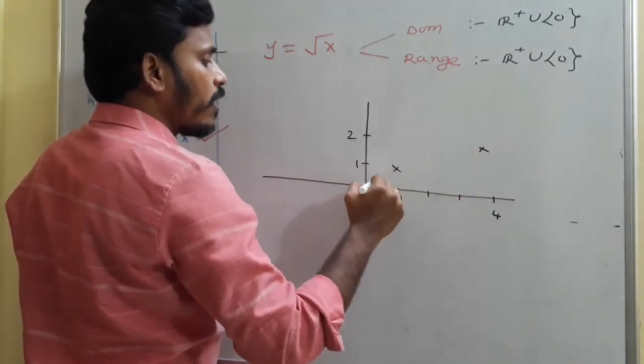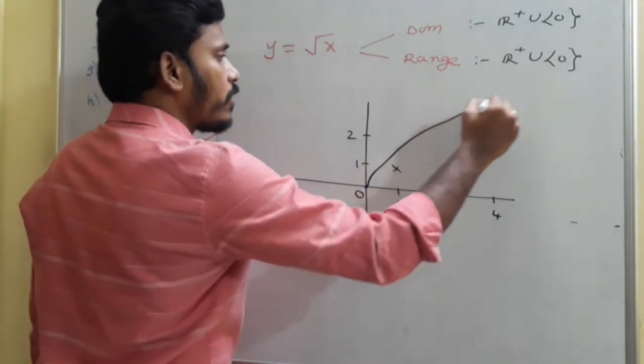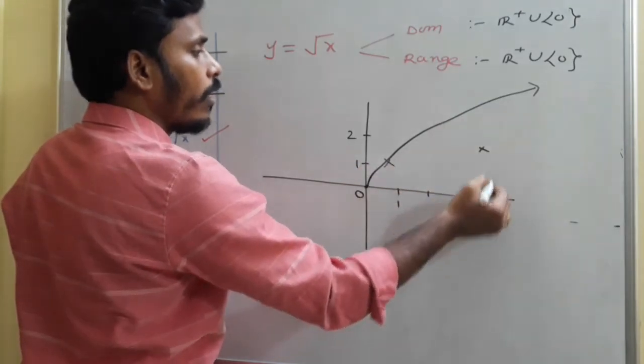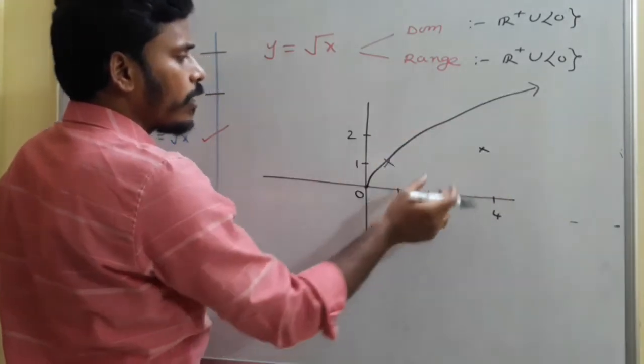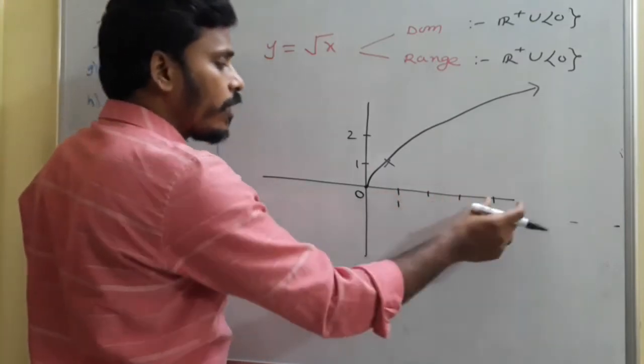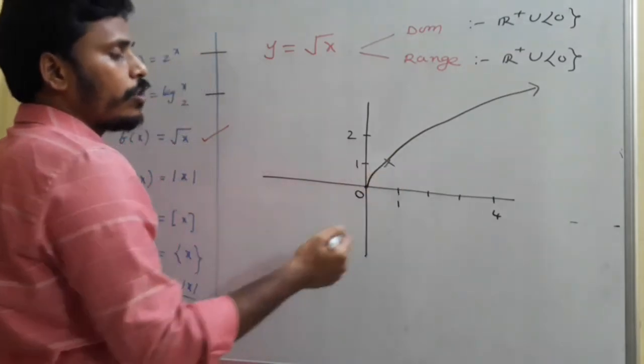So if you sketch the graph, the shape will be like this. Okay, I will give you a rough sketch. The shape will be like this. So (1, 1), okay, (4, 2). If you take the numbers with equal spaces, the rough sketch will be like this. Okay, fine. You just think about it.